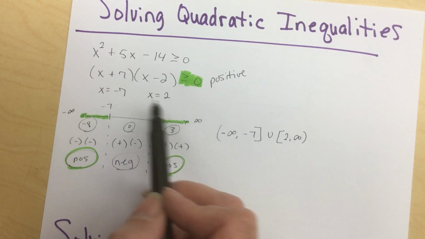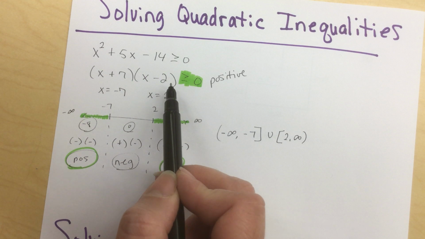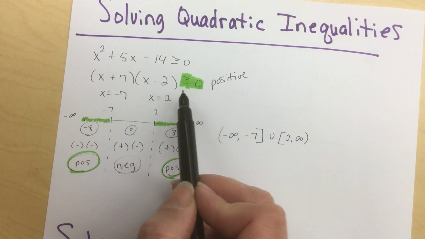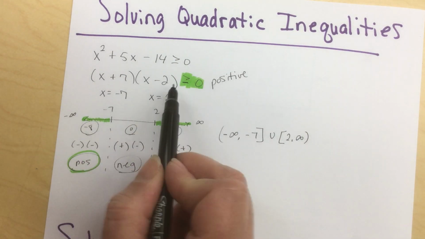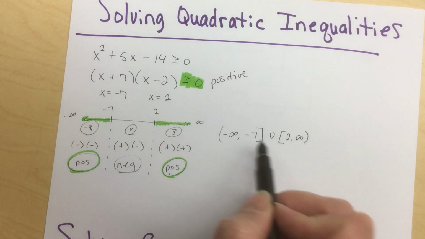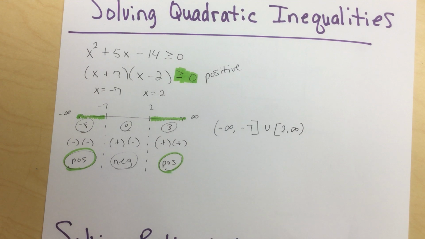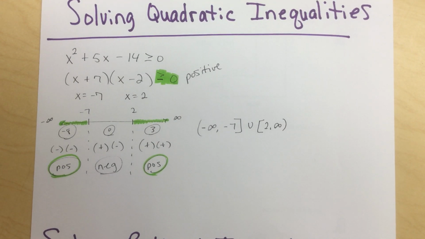because 2 and -7 would actually make it equal 0, and I'm allowed to because it's got this equal to sign. This is greater than or equal to, so equal to 0 solves it, so we want to include the -7 and the 2. So that's how you solve quadratic inequalities.